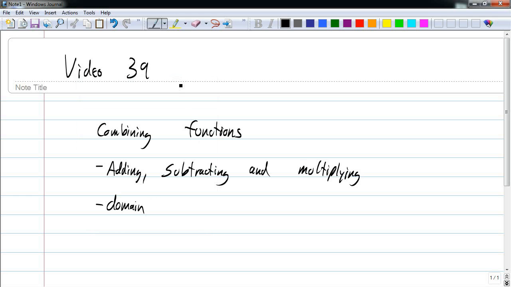Specifically, we'll look at adding, subtracting, and multiplying functions together, and we'll look at the domain of the result. So let's get started.